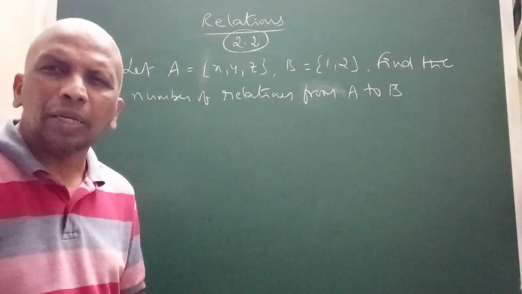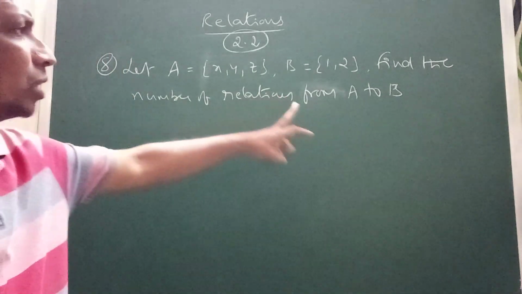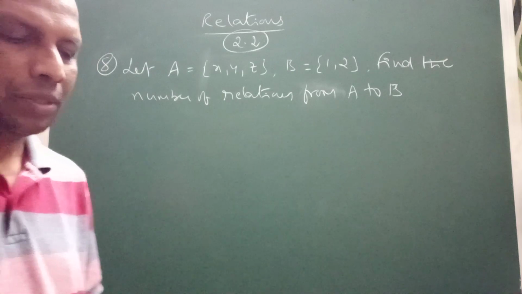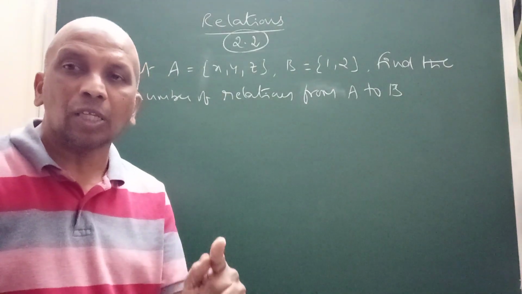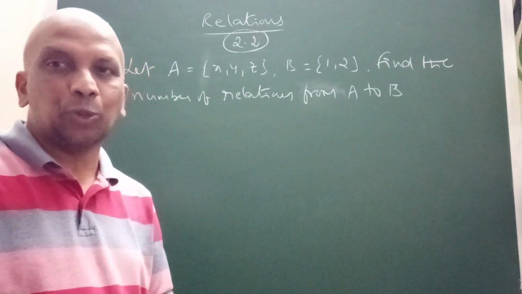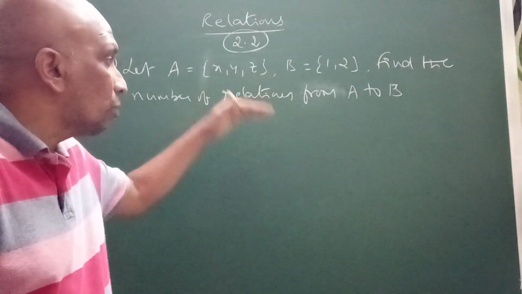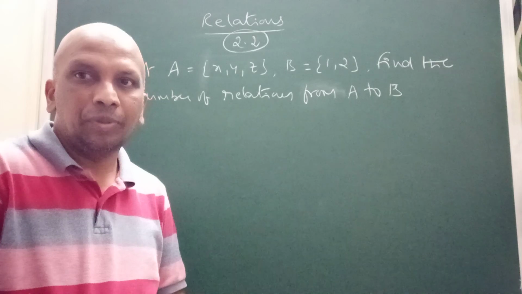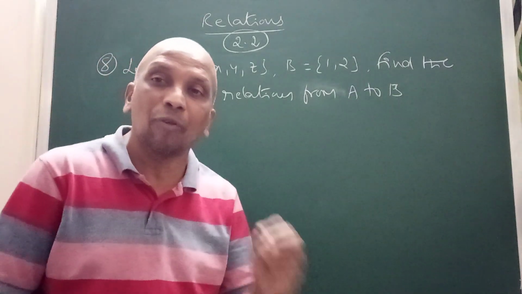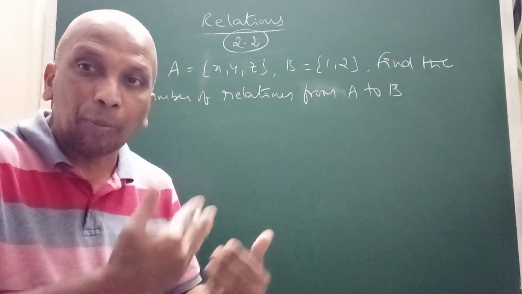In this problem they're asking to find the number of relations from A to B. When they're asking the number of relations, I told you every subset of A cross B is known as a relation. Every subset of A cross B is a relation from A to B. Now we can think how many subsets we can write for A cross B. We know the number of subsets of A cross B is equal to 2 power n of A cross B. That should be equal to the number of relations.